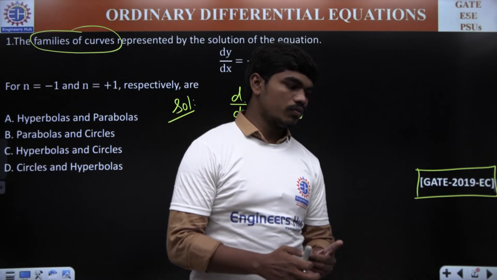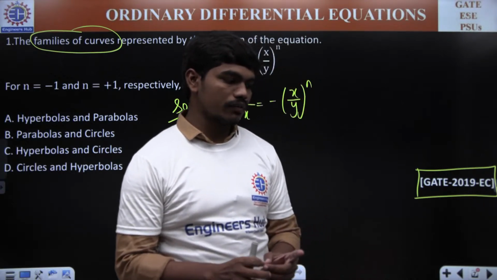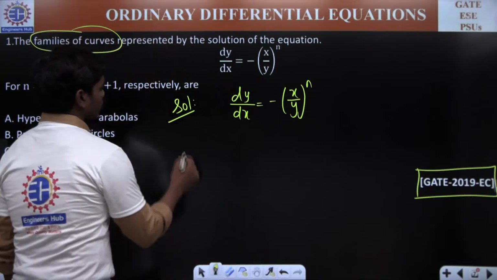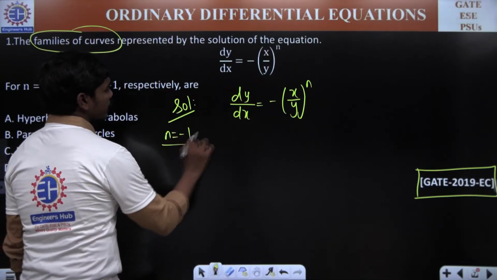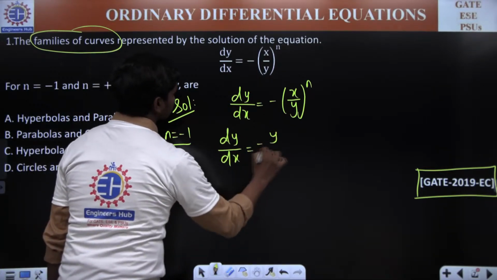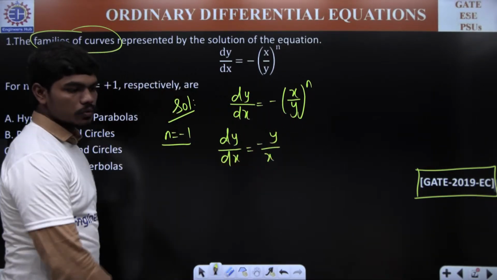I think one of the options should involve circles, definitely. Okay, C is the answer. Let me check. So first of all, if n is equal to -1, can I write dy by dx is equal to minus y by x? Can I write this? Yes or no?